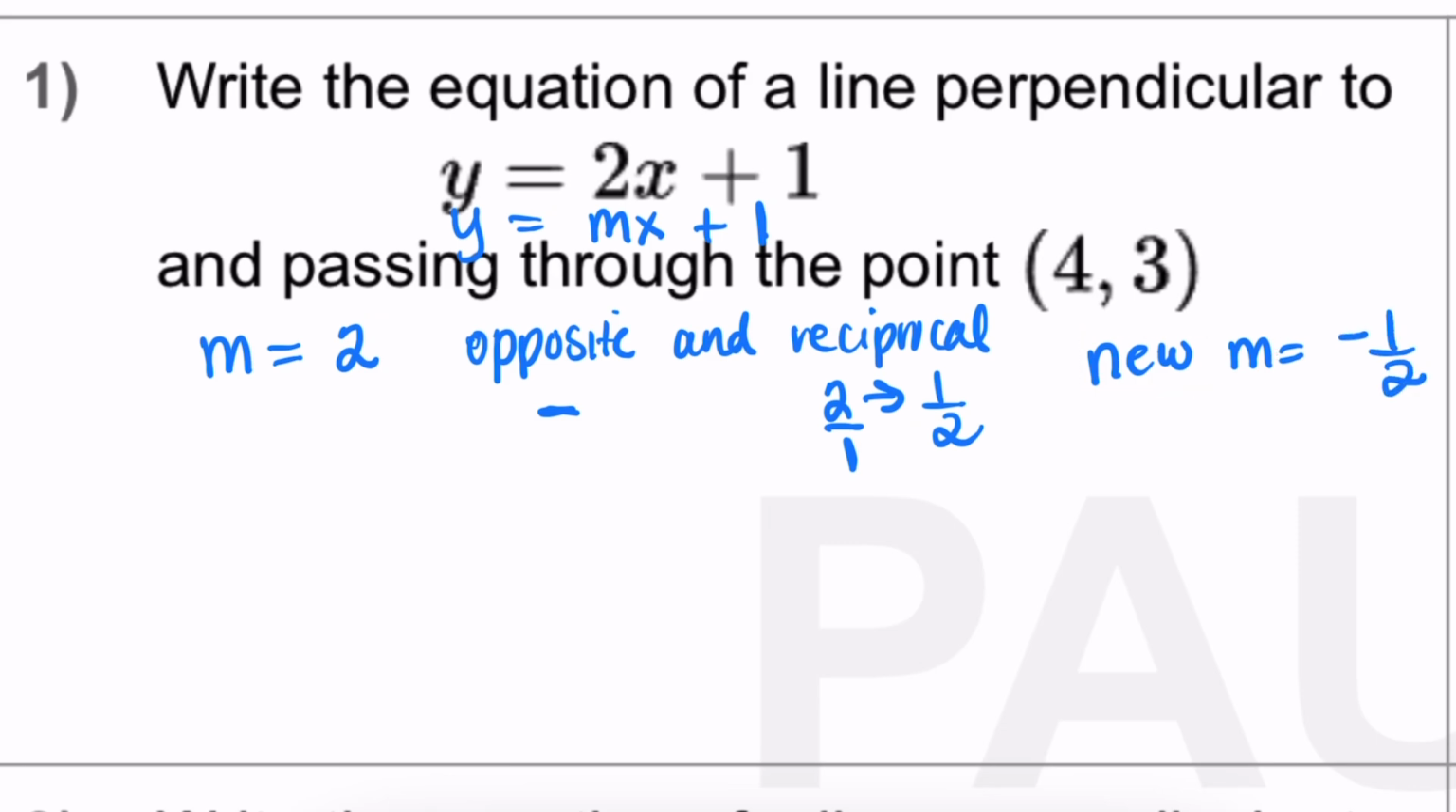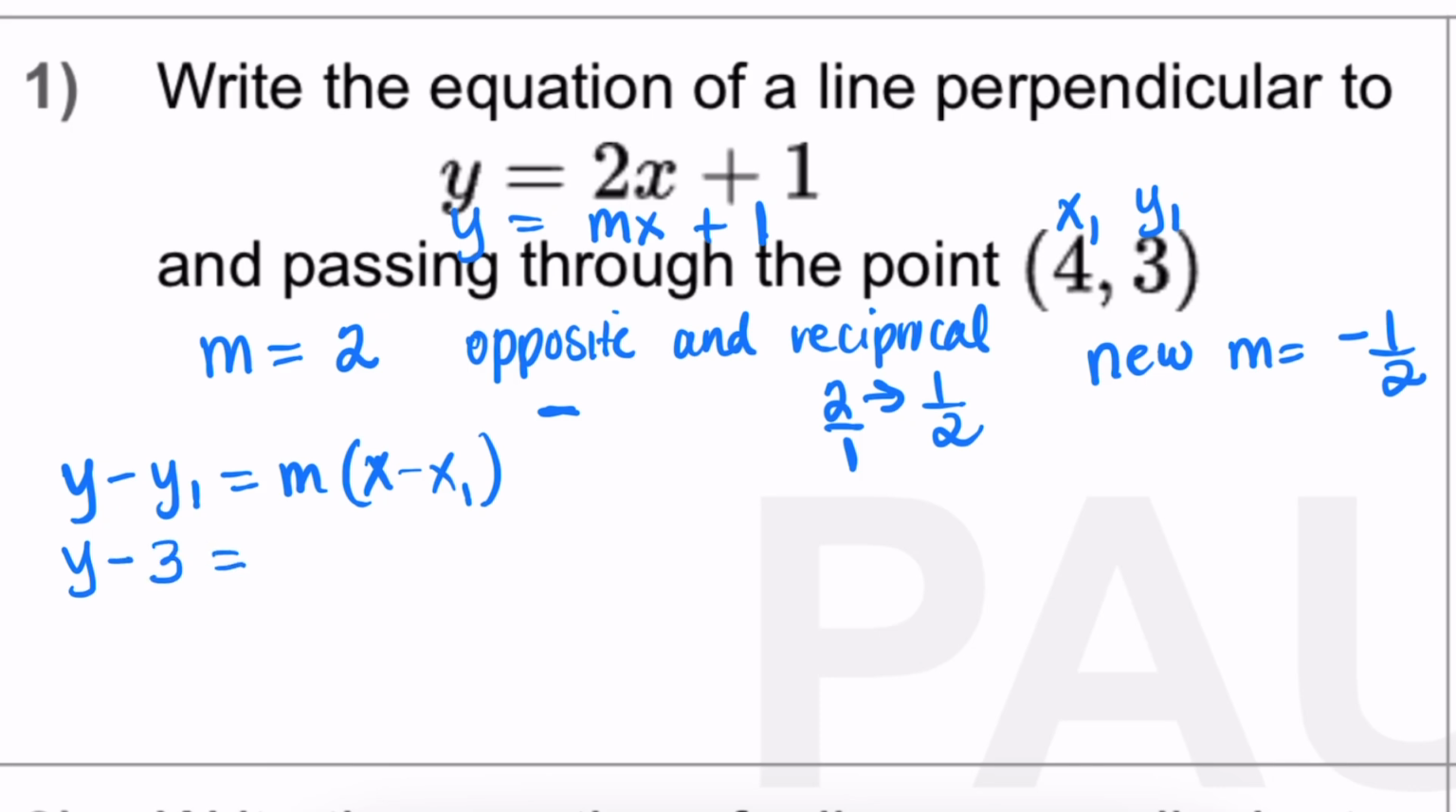And so I need to use the new slope and the point 4, 3 to write my equation for the line that is perpendicular to y equals 2x plus 1. So I'm going to use point slope form because they gave me a point and the slope. So again, 4 is your x1, 3 is your y1. And so we have y minus 3 is equal to negative 1/2 times x minus 4. Now let's simplify this.